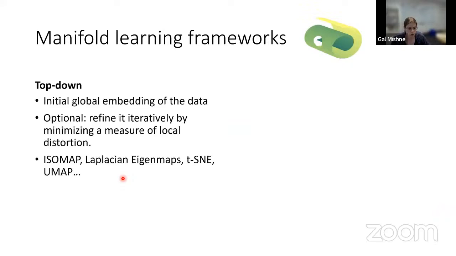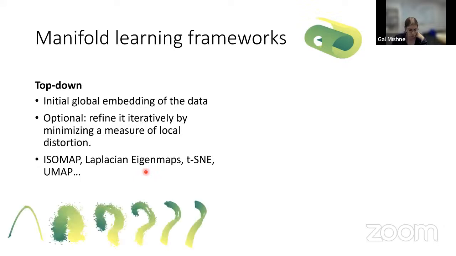So in terms of manifold learning frameworks, we make a distinction between two kinds. And the first one is the popular one, which is the top-down manifold learning framework. In this case, we have some global embedding of the data, like I mentioned, many times given by an eigendecomposition, but sometimes also through an optimization solution. And then an optional aspect of these techniques is that you can refine it iteratively by minimizing some measure of local distortion.